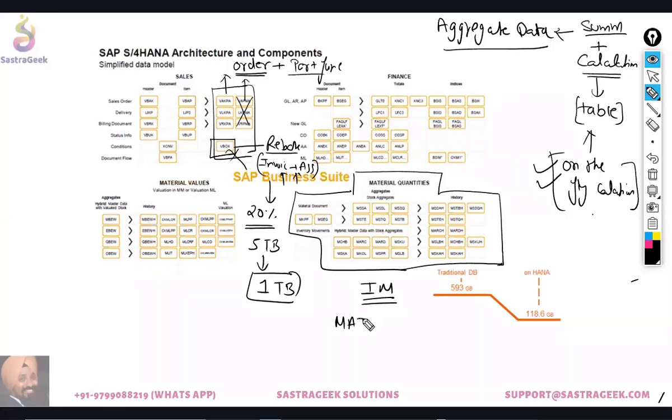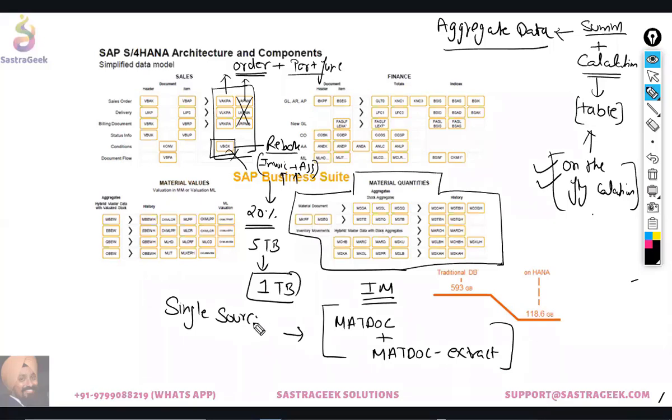which is called MatDoc. And actually two tables we are having, MatDoc and MatDoc extract, which we are calling for inventory. It would be having a single source of truth in the MatDoc table. In many forums and places you will read that now the single source of truth is MatDoc. It's two tables actually, MatDoc and MatDoc extract. We'll discuss what the differences are in these two tables.